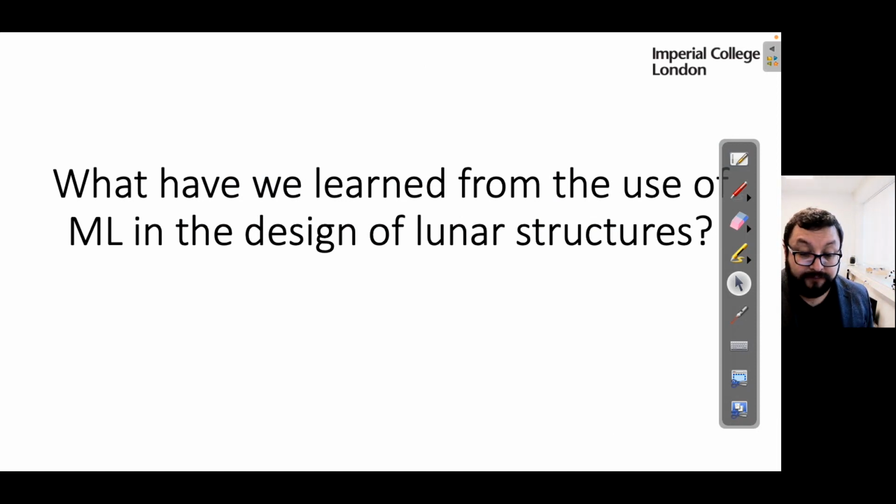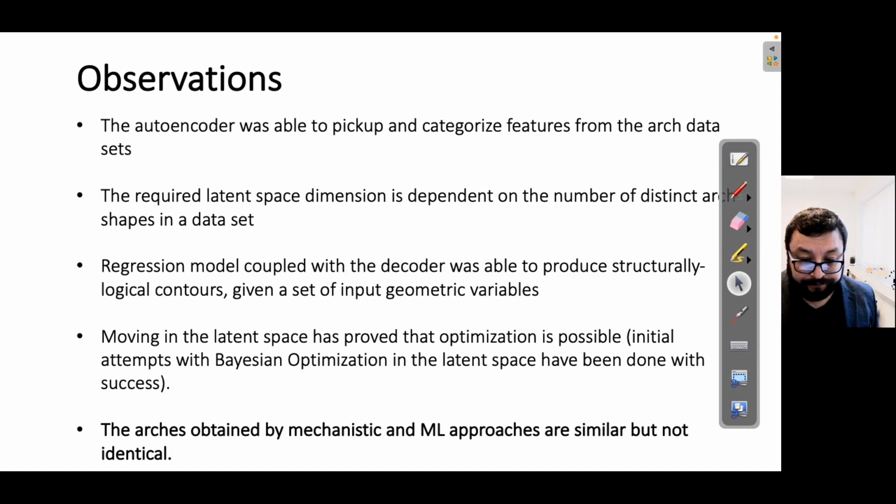So what have we learned from the use of machine learning in the design of these lunar structures? So to sum it up, we have seen that the autoencoder was able to pick up and categorize features from the arch data set that would have been extremely difficult for a human engineer to do. Now, the required latent space dimensions will depend on the number of distinct arch shapes that we have. We also built a regression model that I've not spoken about here today, but this allowed us to get outputs with a given set of input geometric variables.